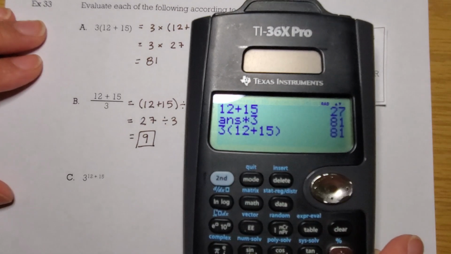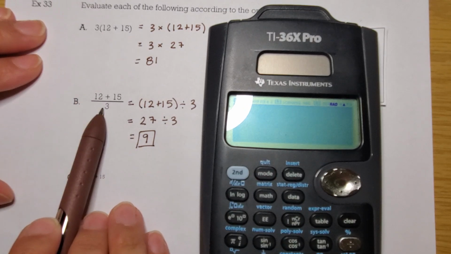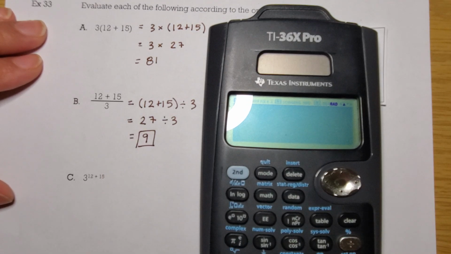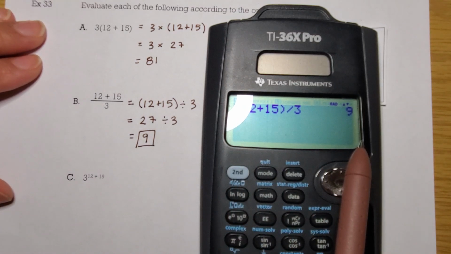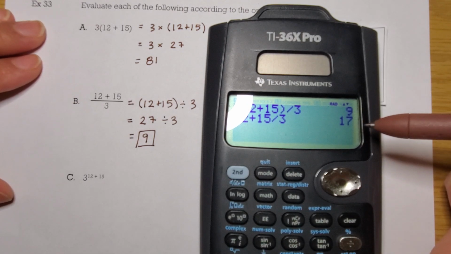If I want to type this into my calculator to check, based off of what this says, I'm going to type it in like how I wrote it here. So I'm going to do a parentheses and do 12 plus 15, close those parentheses, and divide by 3. And we get 9, which is the right answer. Now, I do want to show you what happens if we type this into the calculator without those parentheses. So if I do 12 plus 15 divided by 3, I end up getting a 17.